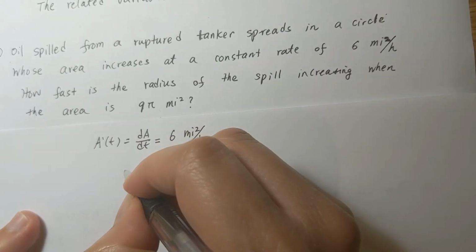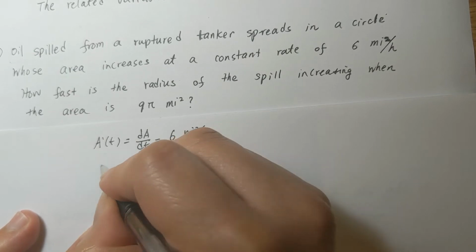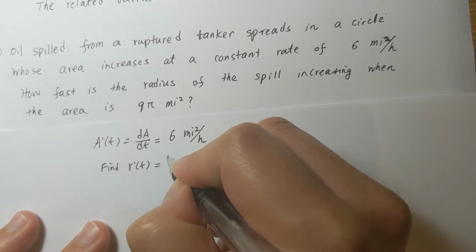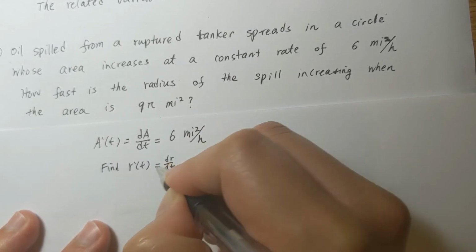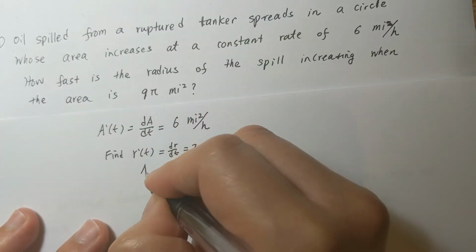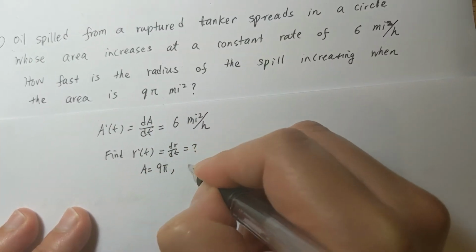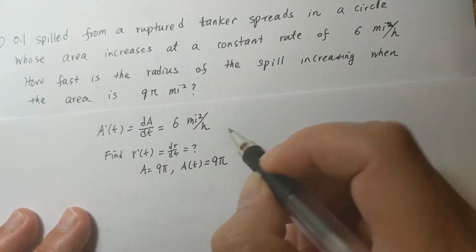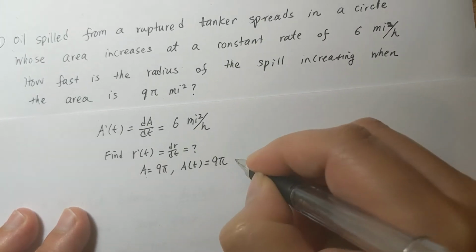So how fast is the radius of the spill increasing? So we have to find R prime of t, or dr dt. And then the area is 9 pi. Area equals 9 pi. That means A of t is also 9 pi. A is A of t at that moment.